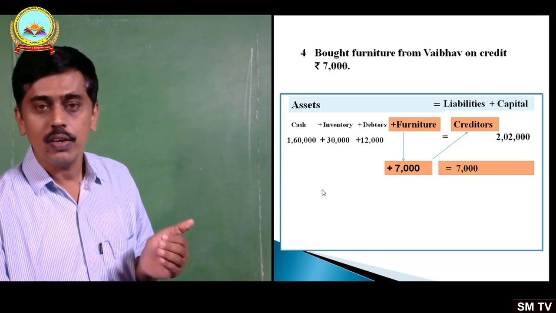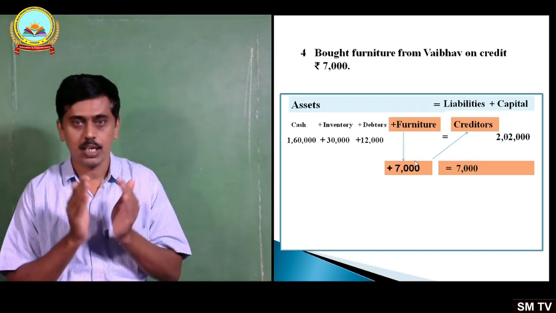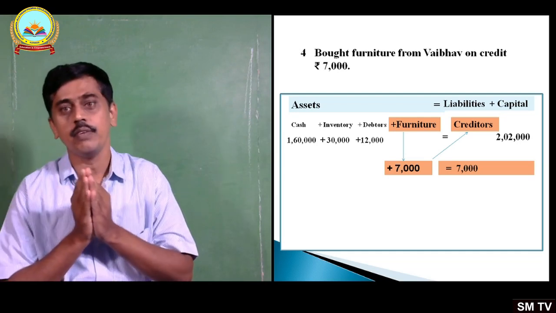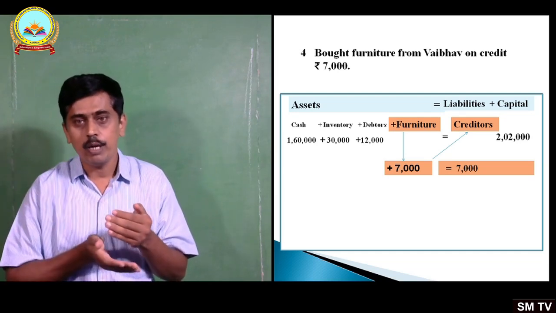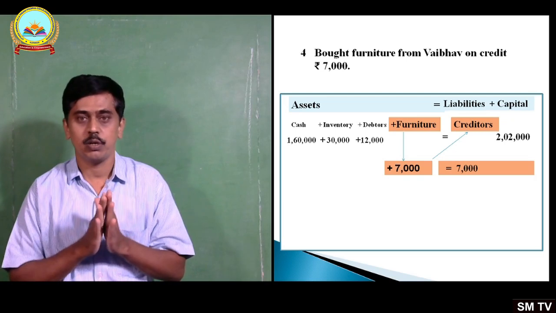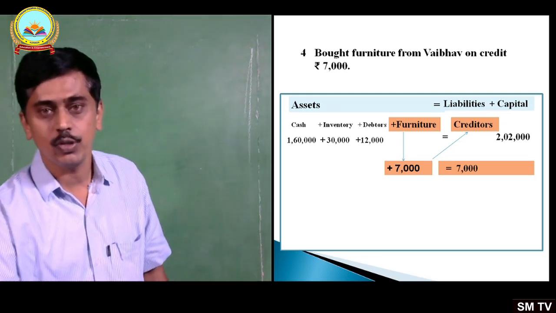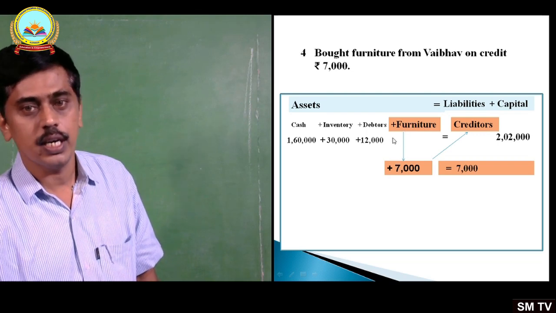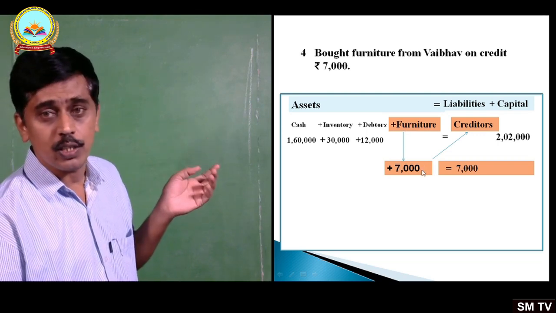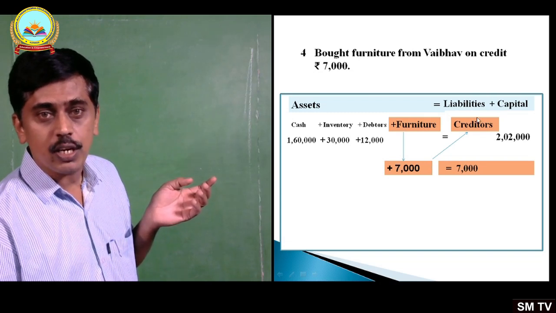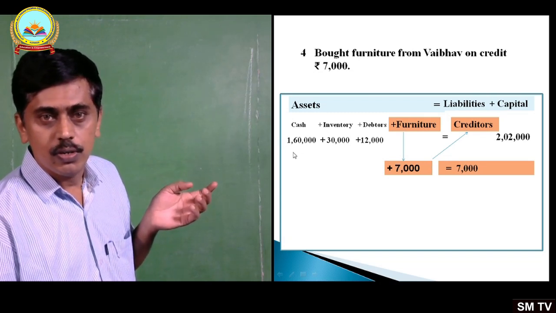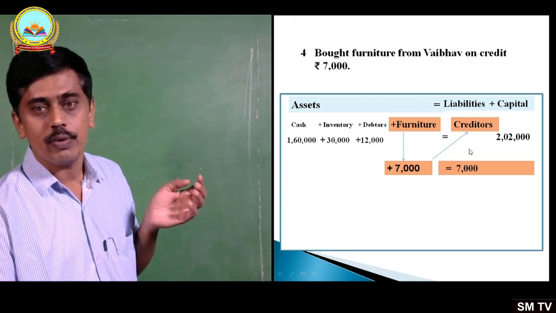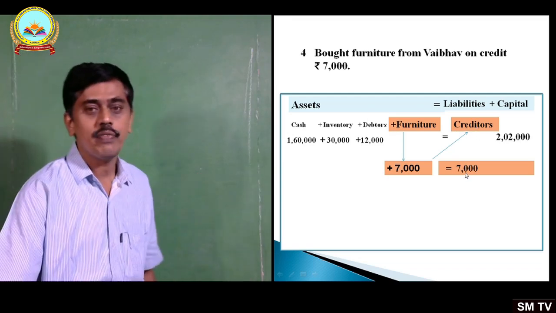Now analyze the effect. Furniture purchased worth rupees 7,000 from Vaibhav. Vaibhav represents creditor, so on the liability side you write 7,000. I hope it is clear. No room for confusion. Furniture purchased is an asset. You have written here the amount 7,000. But it is purchased on credit, so no change in cash balance. And creditors, Vaibhav is our creditor, so write 7,000 on the liability side.